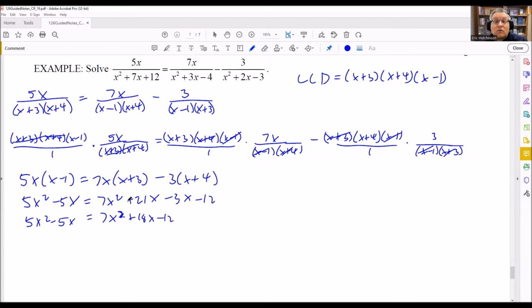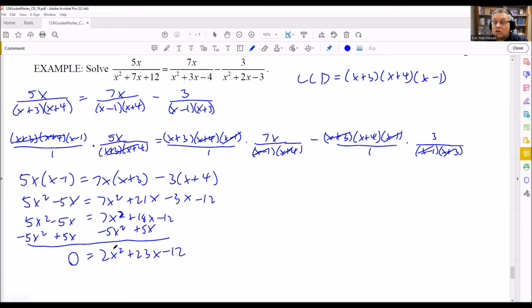Okay, we need to get this equal to 0. So I'm going to subtract the 5x squared. I'm also going to add 5x to both sides. I'll do that at the same time. That way I get a 0 on the left-hand side. 7x squared minus 5 is 2x squared. 18 plus 5 is 23x, and then I have minus 12.